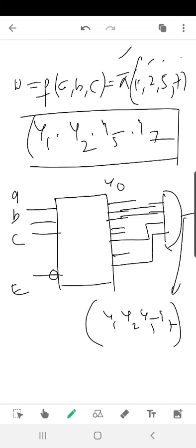This is how we will implement our boolean function using our active low decoder. Fine. Is it okay?